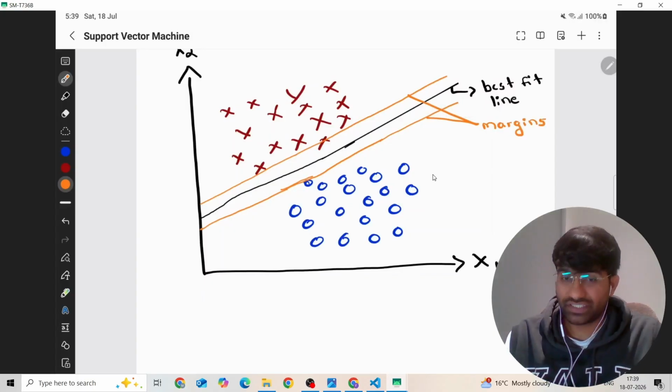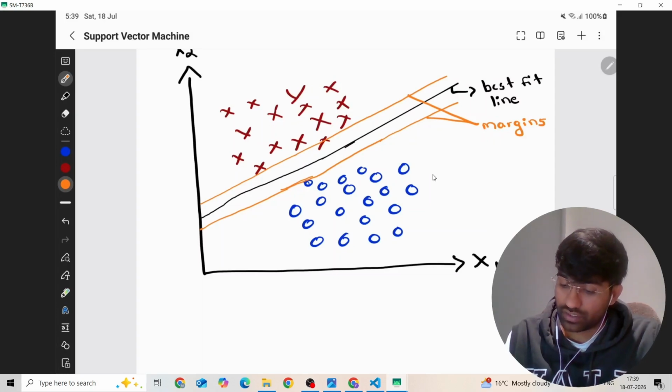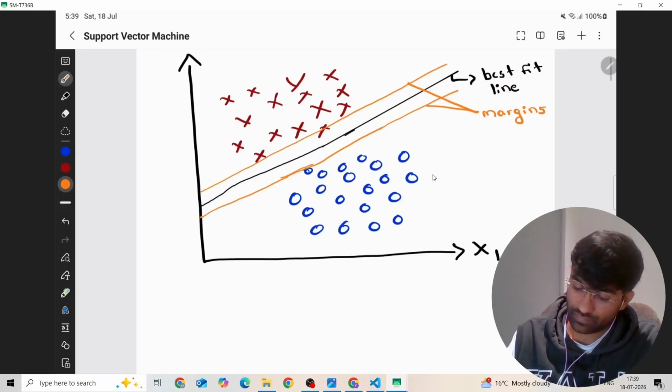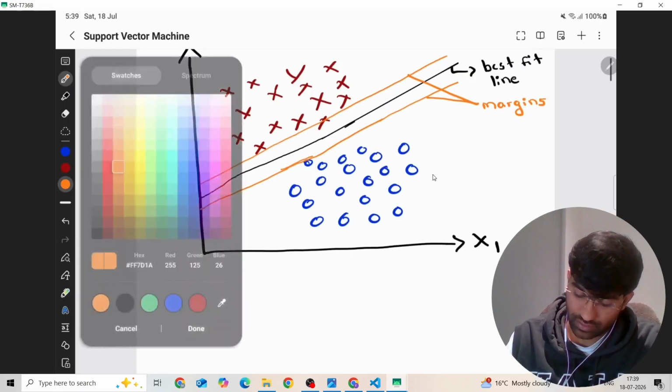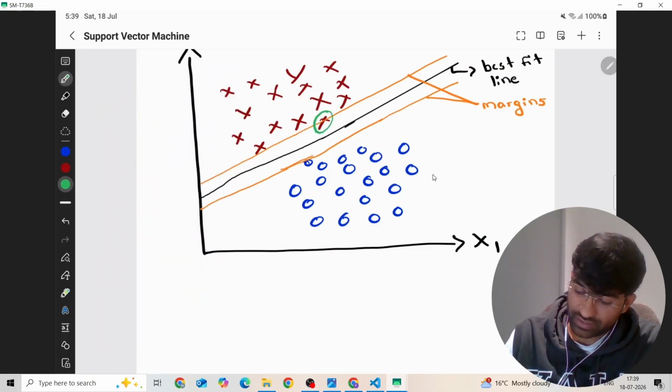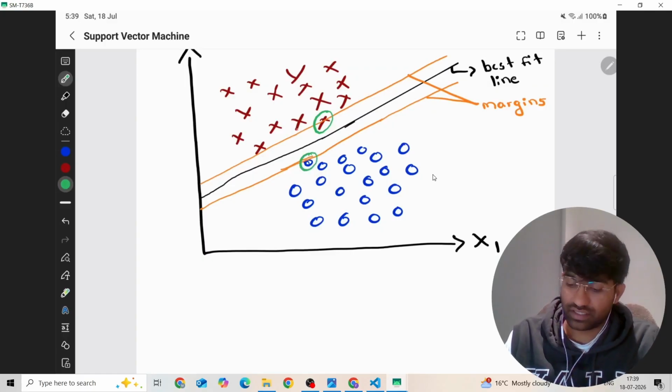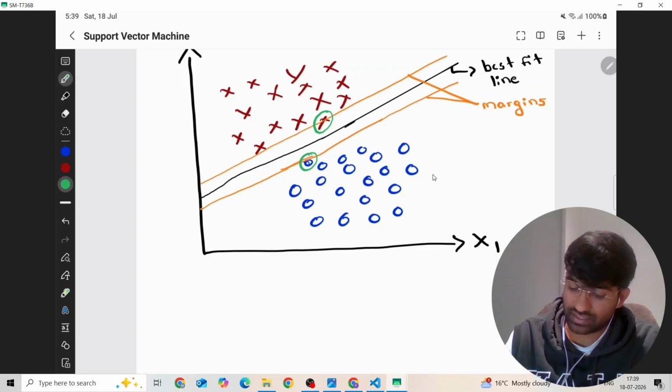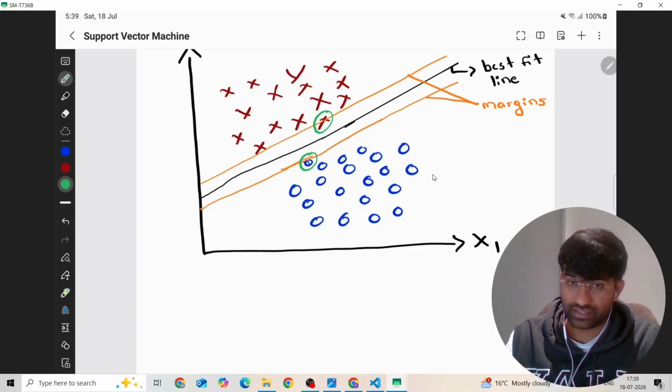Along with the best fit line, the support vector machine will draw two margins, one above the best fit line and one below the best fit line. And if you notice here, the margins will pass through the nearest data points. See, for the X class, it has passed here, and for the O class, it has passed here.